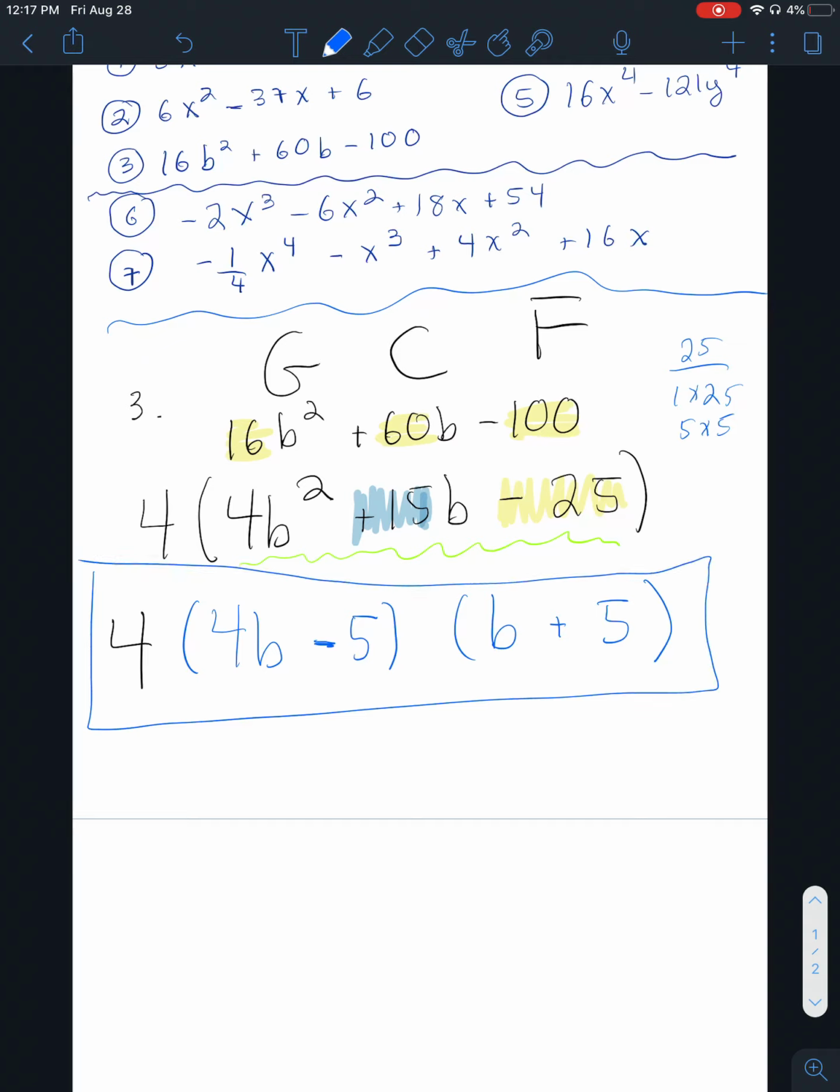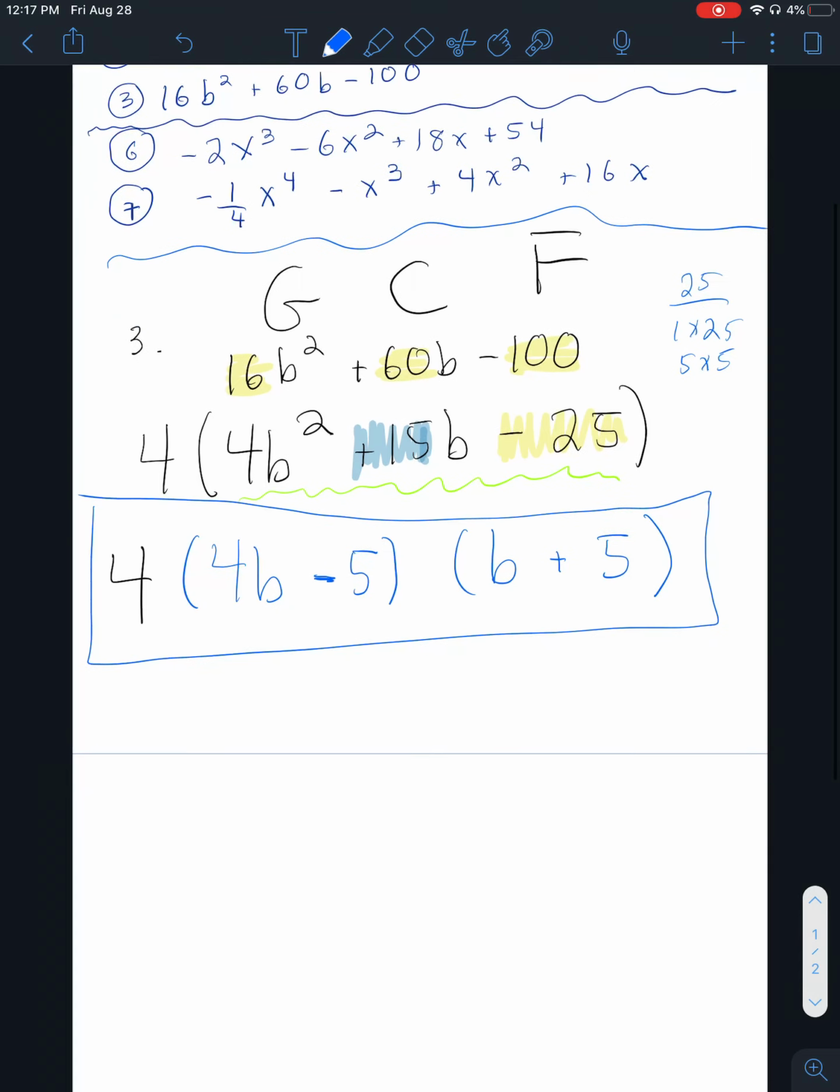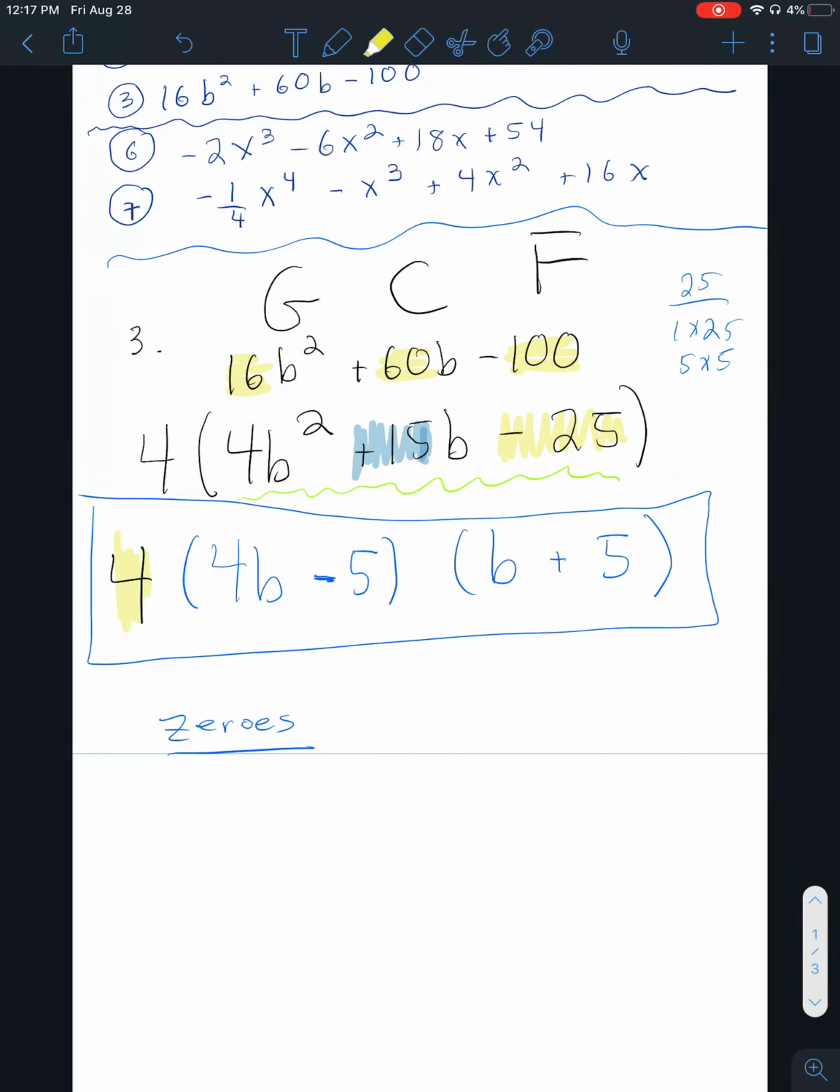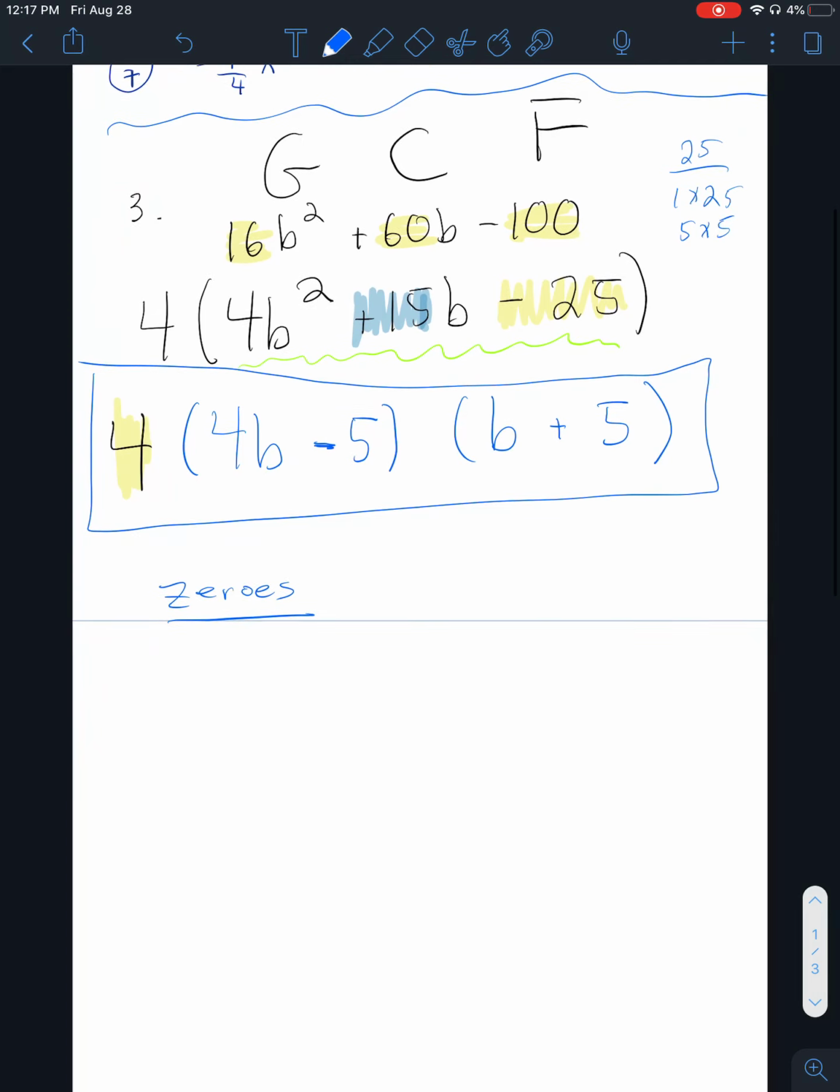So I know I said last video I wasn't going to find zeros, but I'm going to go ahead and find my zeros for this one. When you're finding zeros, you never worry about the coefficient. You don't have to worry about that. You just take your parentheses and you set them equal to 0.